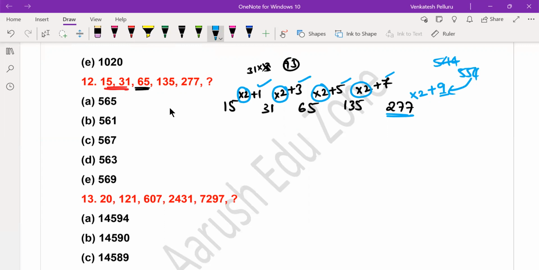554, and we have to add 9 again. So 554 plus 9 is 563. 563 is the correct answer, which is option D.